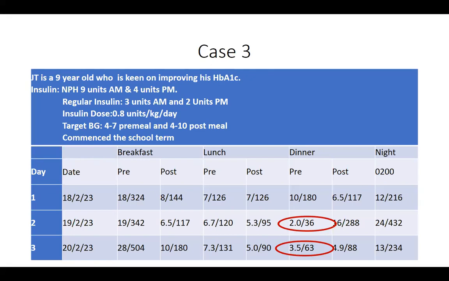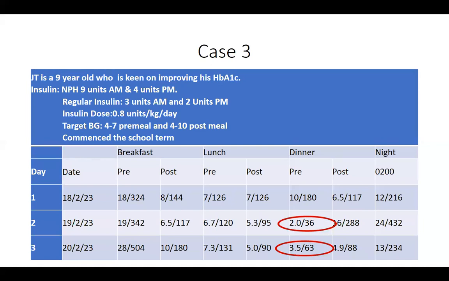And so this is what happened. I asked him the next question: did you feel anything? And the boy told me, no. In fact, the only reason he checked his blood sugar was because of the instructions that we had given, and he did not have any hypoglycemic symptoms.